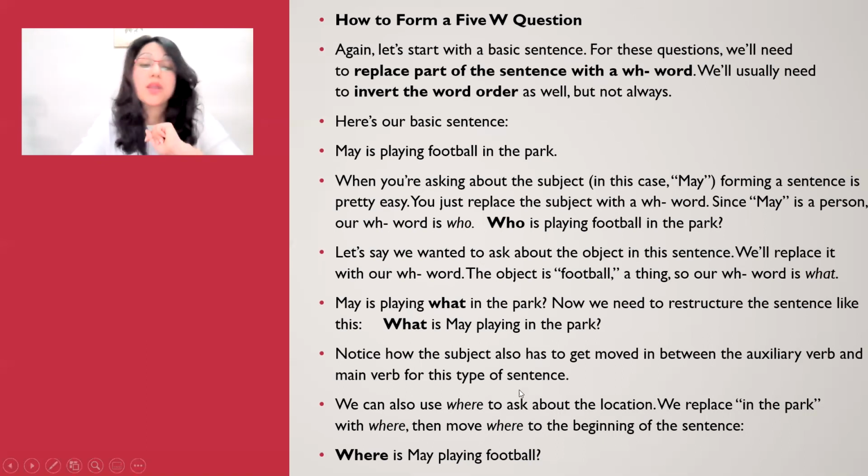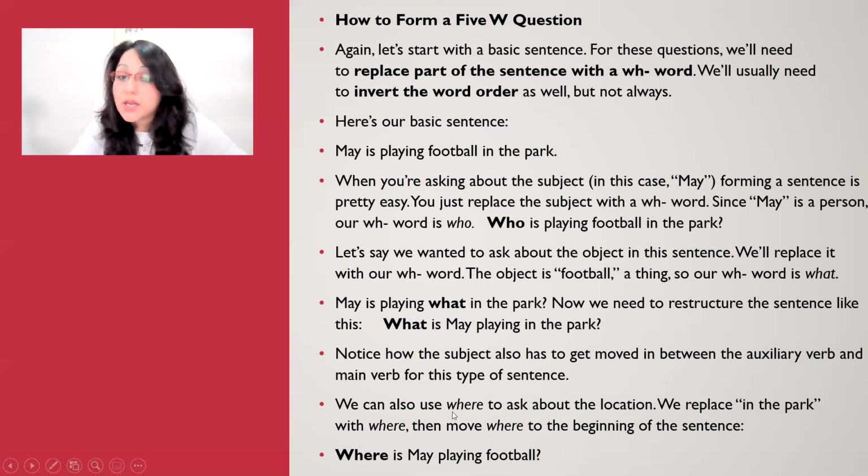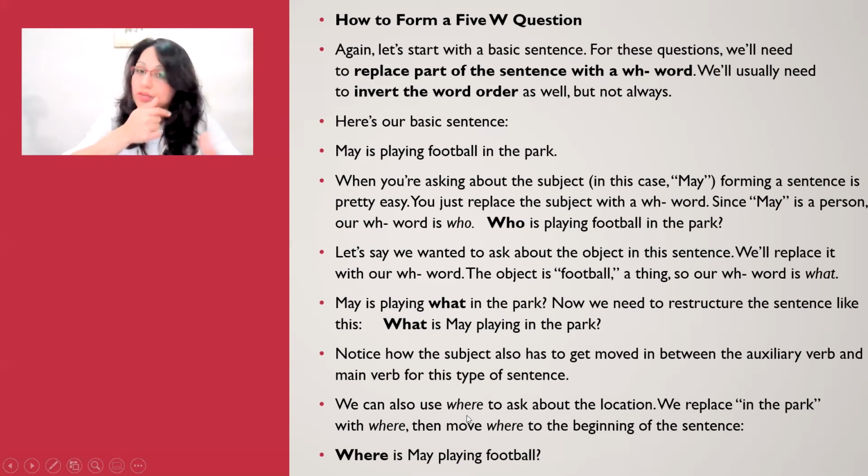Now, the last one here is we can also use where to ask about the location. We asked about the subject. We also asked about the object. Now we can ask about the location, and the location here is the park. So what are we going to do? We are going to replace in the park with where, because that's what the location is. Then move where to the beginning of the sentence.